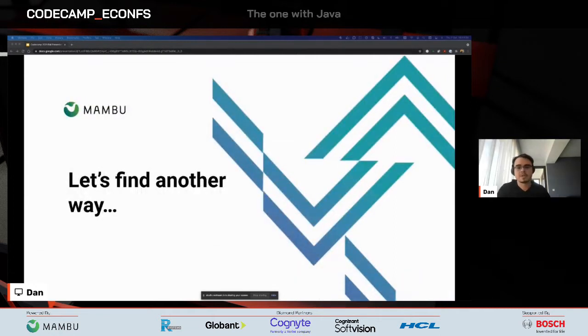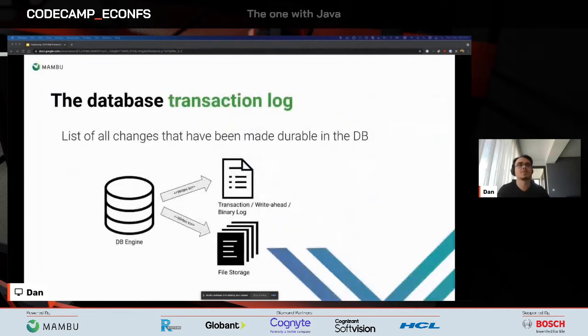Now, of course, we needed to find another way, and the solution we went with is based around a specific component of the databases. It's called the transaction log. Of course, different database engines have different names for it. For example, Postgres calls it the write-ahead log. MySQL calls it the binary log, but for the sake of this presentation and simplicity, we'll call it the transaction log in general. And it is a simple list of all the changes that have been made durable, or in other words, all the transactions that were committed inside the database.